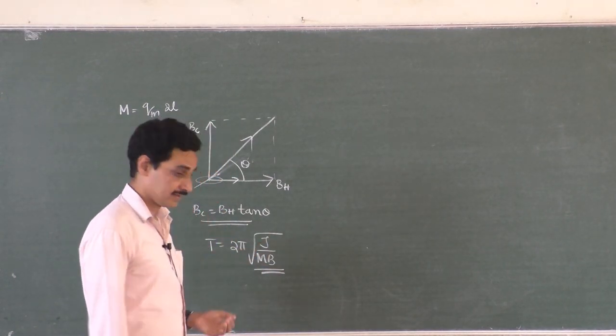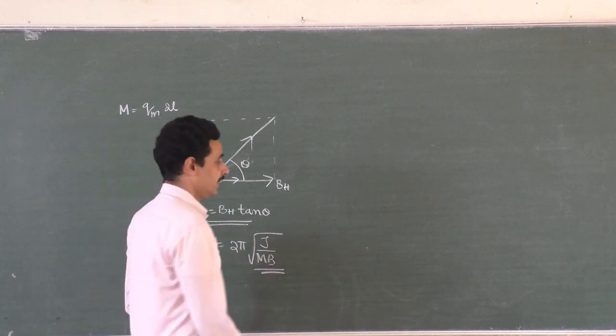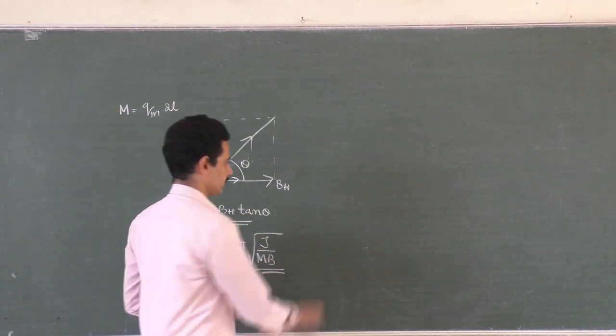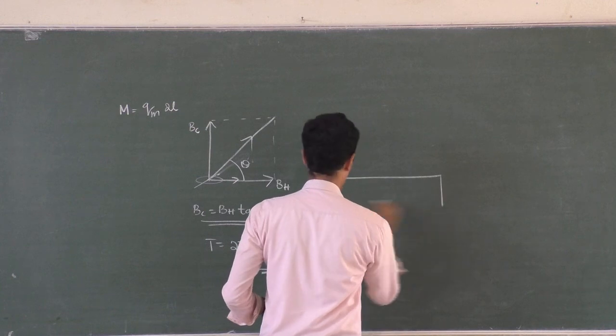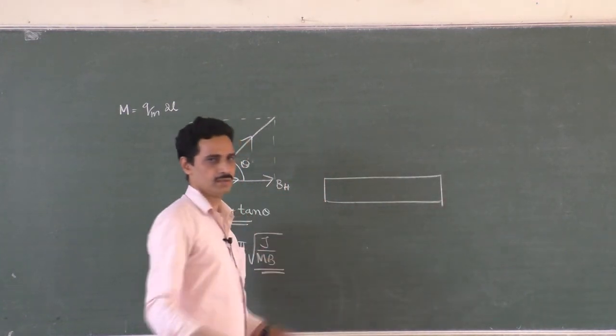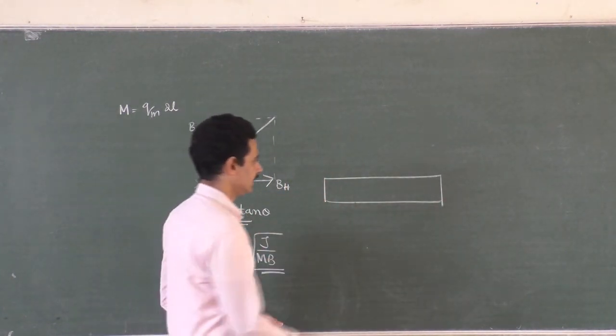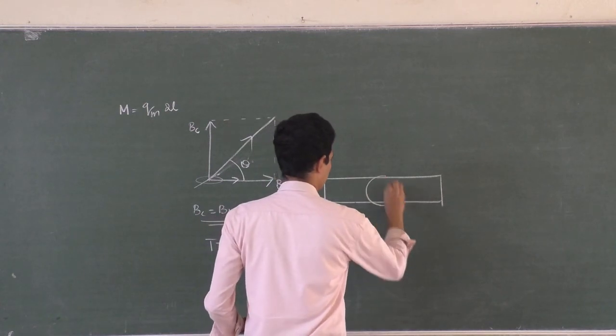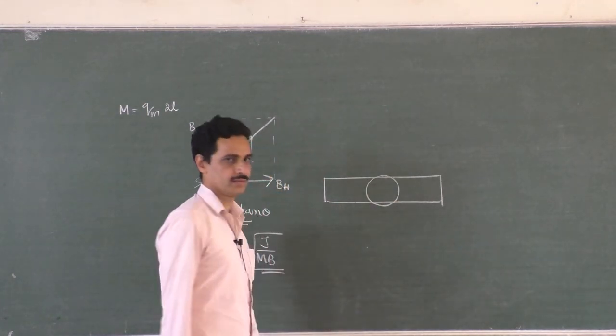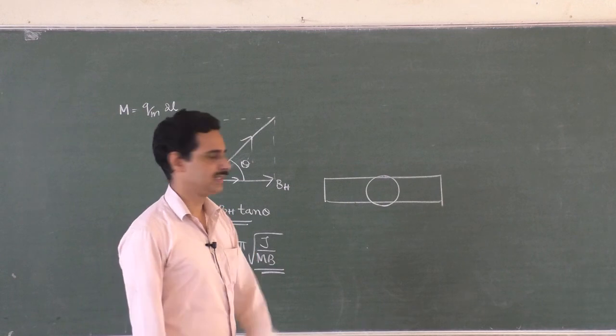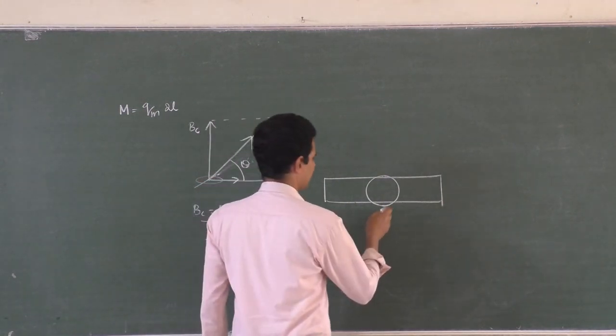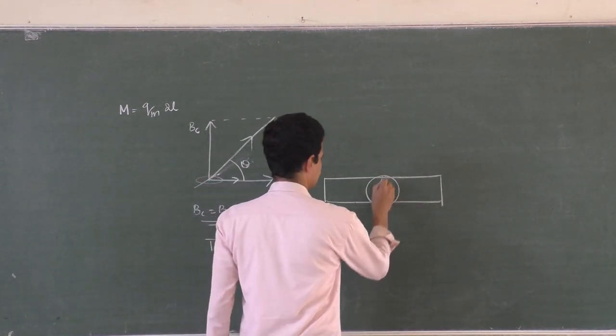Now, what is the deflection magnetometer? Very simple. There are two positions in the deflection magnetometer. It has a long wooden box, a wooden board. Over the wooden board, there is a compass, and there is a small magnetic needle in the compass. Suppose the magnetic needle is standing like this, say.